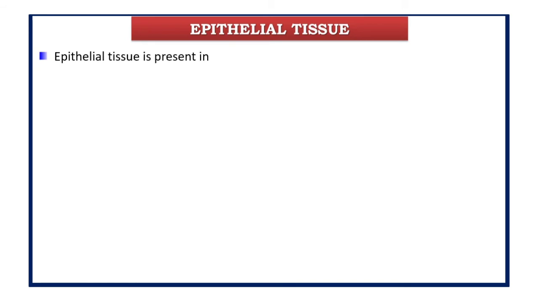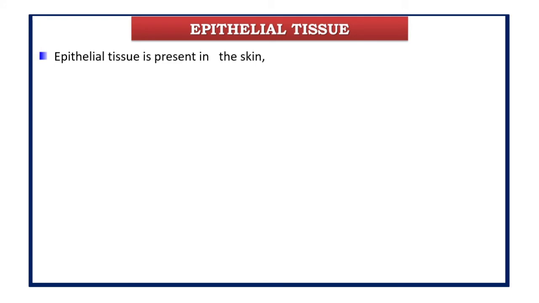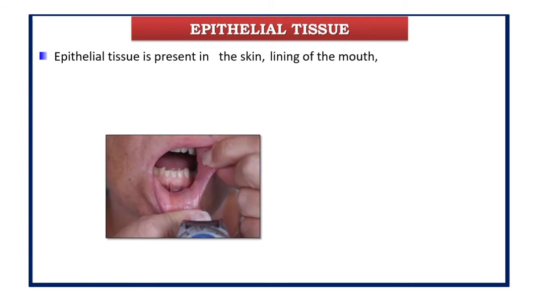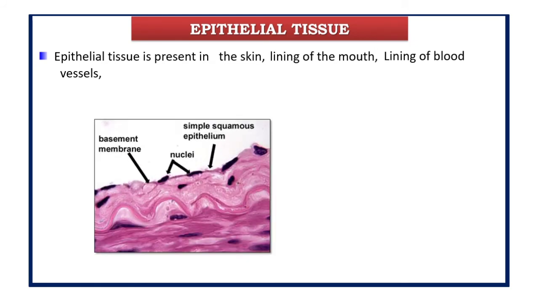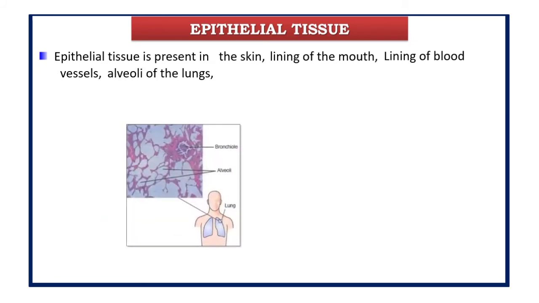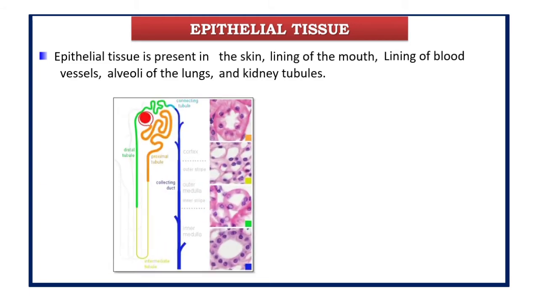Epithelial tissue is present in the skin. It is present on the skin. It is also seen on the lining of the mouth. Then you can also find this tissue on the lining of blood vessels. Then it is also seen in the alveoli of the lungs and the kidney tubules.